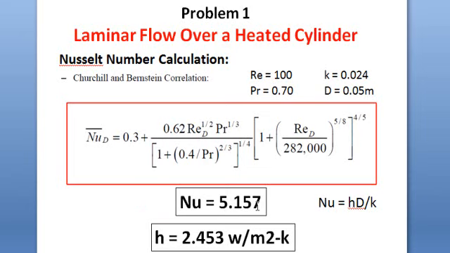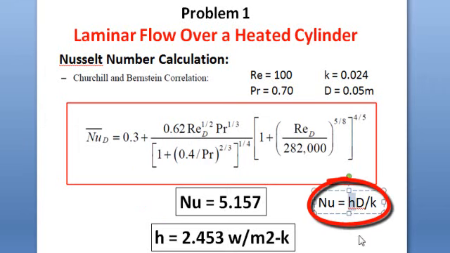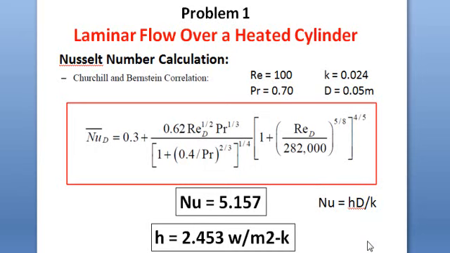And from the definition of Nusselt number, we know that Nusselt number equals HD over K. This H is the heat transfer coefficient, D is the characteristic length, here our diameter of the cylinder, and K is the thermal conductivity of the working fluid. So here our K is 0.024, our diameter is 0.05 meters, that is 2 inch. If you put these values in this Nusselt number equation, then you will get the H value as 2.453.